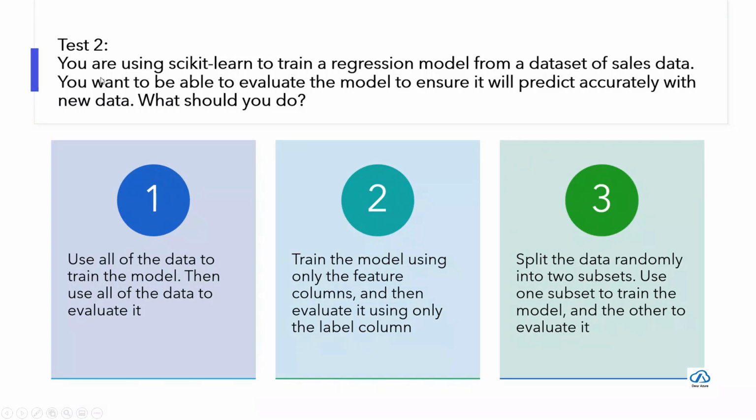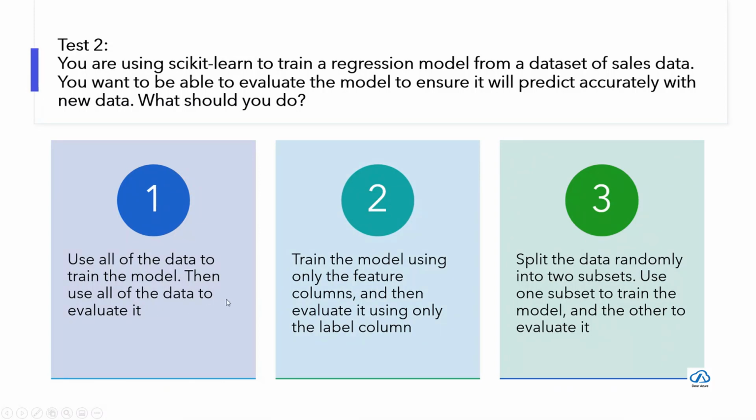Some of the questions could be like this: you are using scikit-learn to train a regression model from a data set of sales data. So it's a regression, which is a numerical prediction. You want to be able to evaluate the model to ensure it will predict accurately with new data. What should you do? Option one: use all of the data to train the model, then use all of the data to evaluate. No, you cannot use the same data for train and evaluation. It needs to be separate.